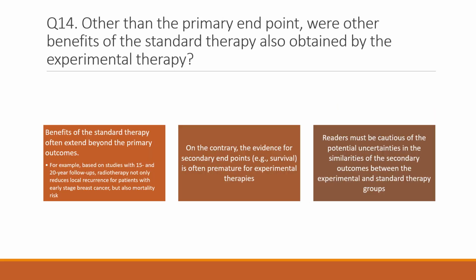Question 14. Other than the primary endpoint, were other benefits of the standard therapy also obtained by the experimental therapy? Benefits of the standard therapy often extend beyond the primary outcomes. Thus, when the standard therapy has other important benefits in the long term, readers must be cautious of the potential uncertainties in similarities for secondary outcomes between the experimental and standard therapy groups.